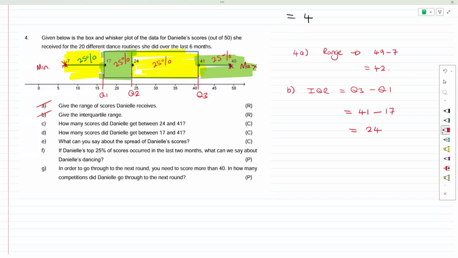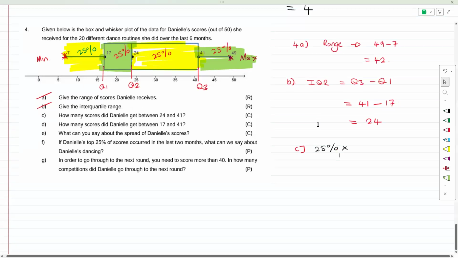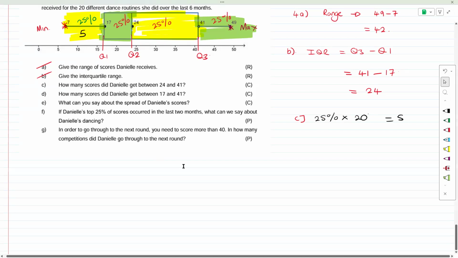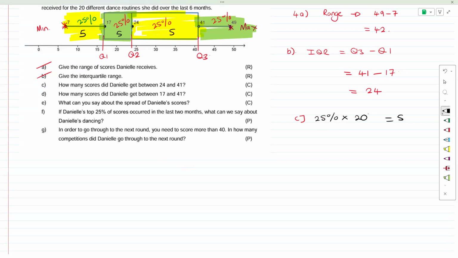Maybe it is. But if we look, it says how many scores did they get between 24 and 41? So 24 and 41 is here. It's in the third quartile. This is the third quartile. So that would be 25% multiplied by how many dances she did? 20 different dances. So 20. So that should equal 5 dance routines. Now, what does this mean? This means that this is 5, the next is 5, this is 5, and that's 5 routines. But that's all there is to this question.